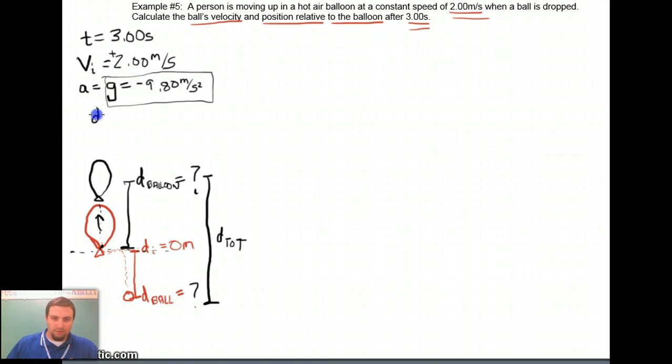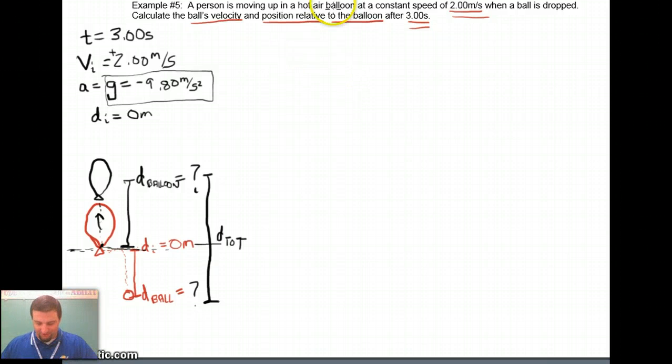And we'll say the initial position of both the ball and the balloon is going to be 0, because we're saying this, where the ball is dropped, is our origin. Okay. Sorry about snapping. I was making sure that the microphone was working.